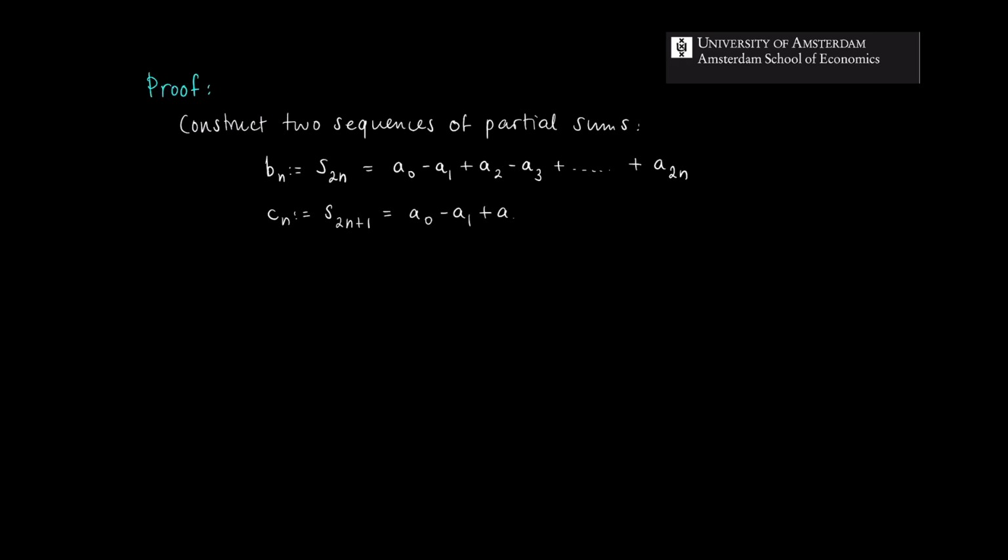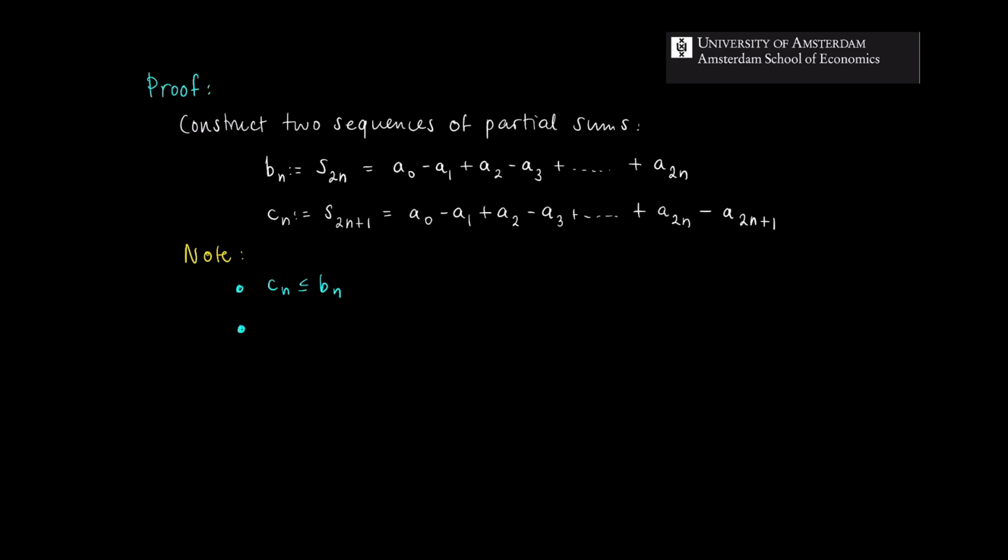So this is a0 minus a1 plus a2, etc., etc. And we have a_n minus a_(n+1), right? So there are some clear properties here. The relation between Cn and Bn: Cn is just Bn minus a_(n+1). So Cn is smaller or equal than any of those Bn's.